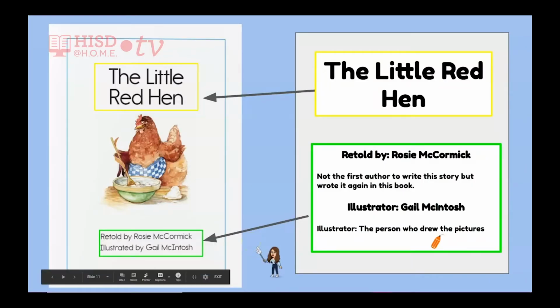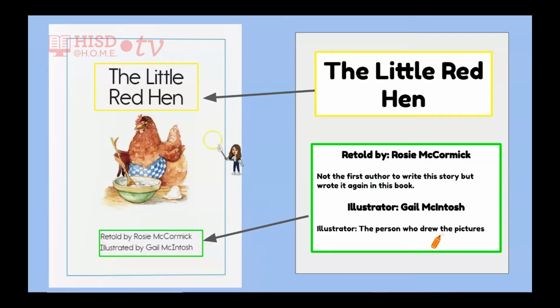Now let's take a look at the front cover of our book. In the front cover, you can see the title, The Little Red Hen. I also put it over here so we could see it bigger. The Little Red Hen. Retold by Rosie McCormick. Retold means that Rosie McCormick is not the first author to write this story, but wrote it again in this book. And then we have the illustrator, who is Gail McIntosh. The illustrator is the person who drew these beautiful pictures.